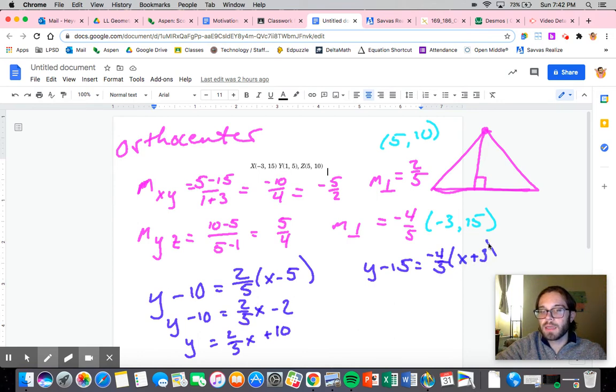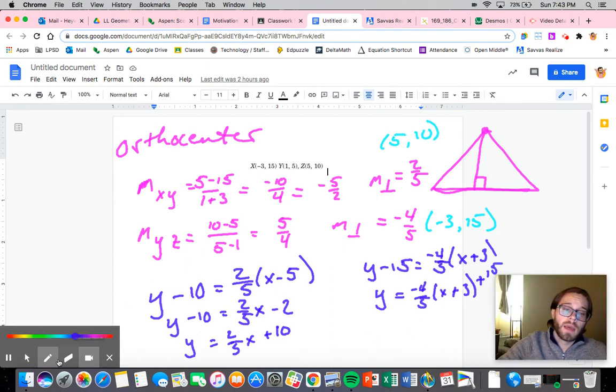And as I can see here, the 5 is stuck. So y equals negative 4/5 x plus 3 plus 15, which, by the way, looks very similar to a lot of different forms you've encountered in the past. I am not going to bother simplifying that for right now because why not? Maybe there's something I got rid of.